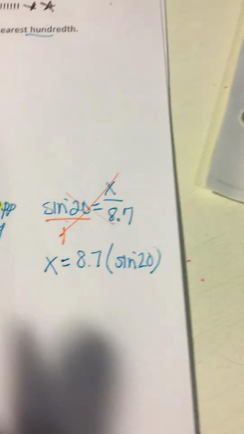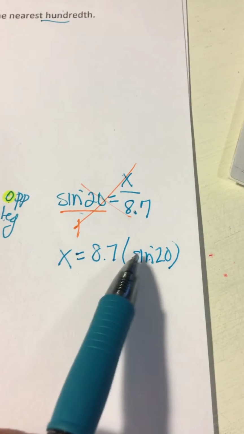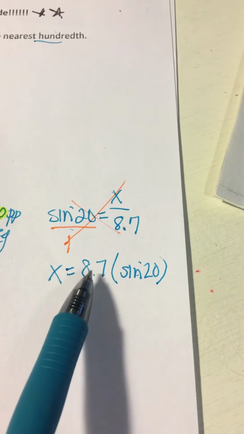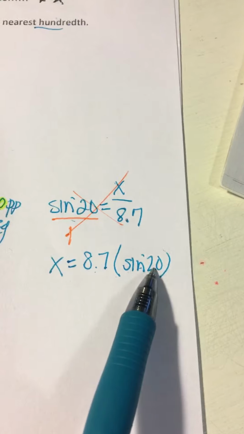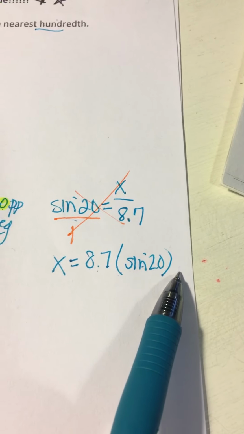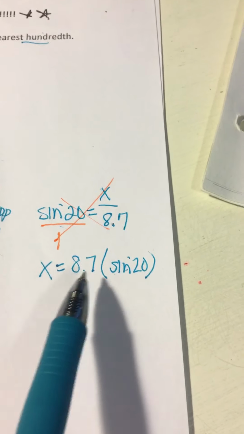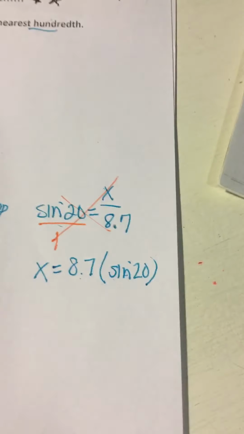I get x times 1, which is x, equals 8.7 times sine of 20. Be very, very careful when you type this into your calculator to put 8.7 first. Because if you put sine of 20 times 8.7, your calculator will multiply 20 and 8.7, then take the sine, and that's wrong. So just put this number first, and you're good to go.